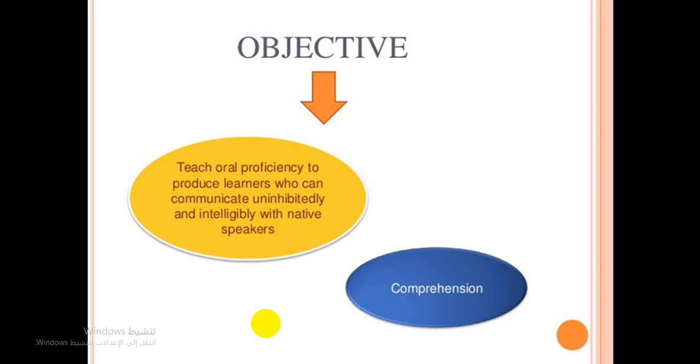Here are some of the objectives of total physical response, such as teaching oral proficiency at a beginning level, using comprehension as a means to speaking, using action-based drills in the imperative form. So the main or the ultimate aim of this method is to teach basic speaking skills and to produce learners who are capable of free communication, which is understandable to a native speaker.